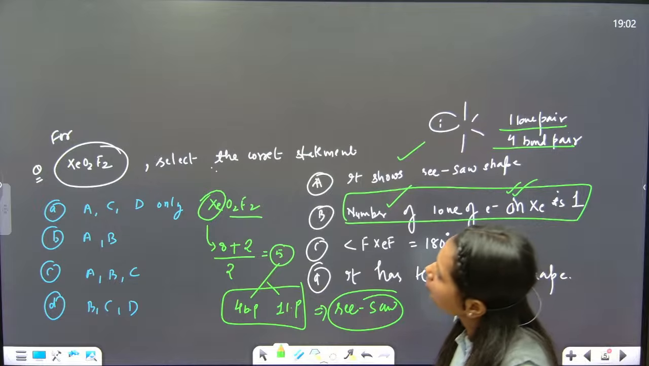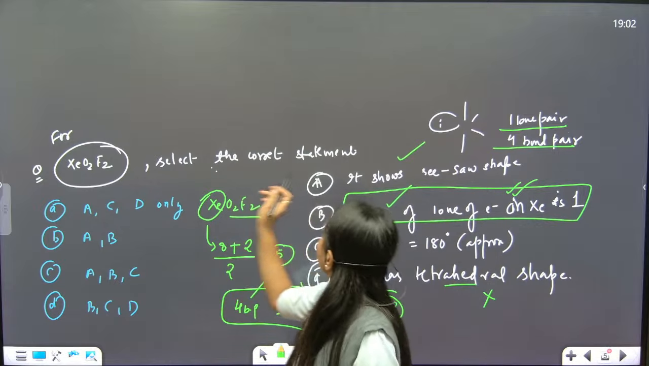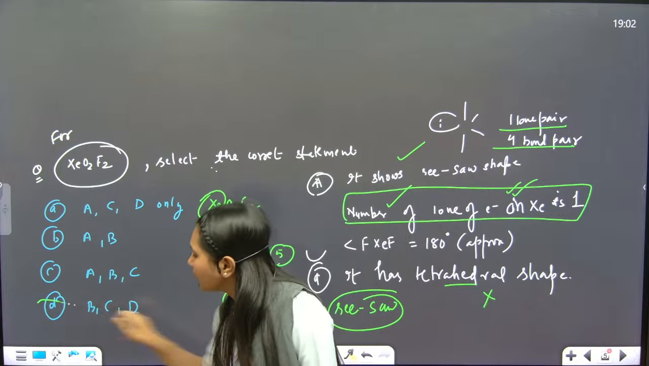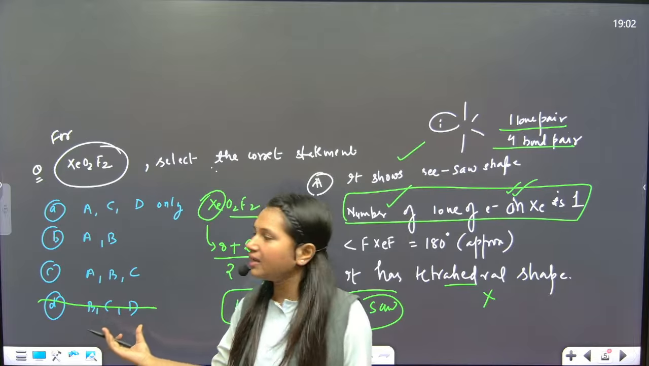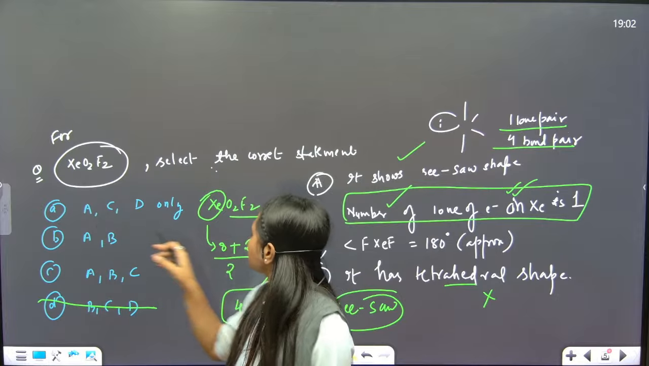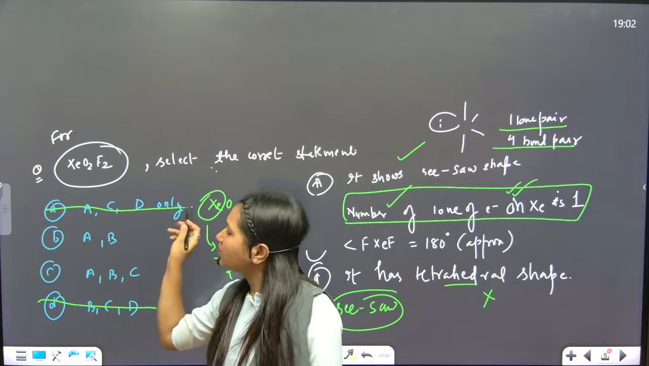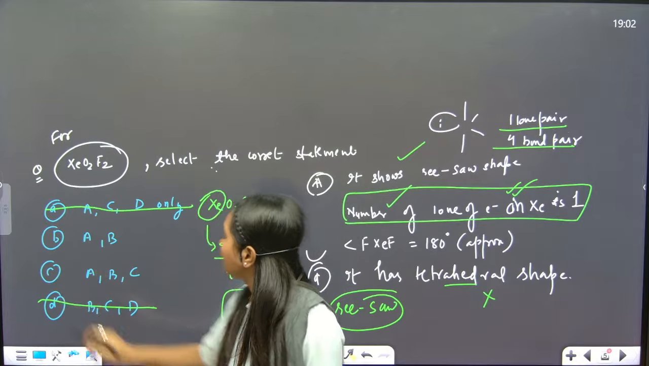So let's eliminate. Which option seems correct? A and B is correct. So option D we can remove because we do not have A in it. And the wrong one is D, so we can remove this also. So we are left with B and C.